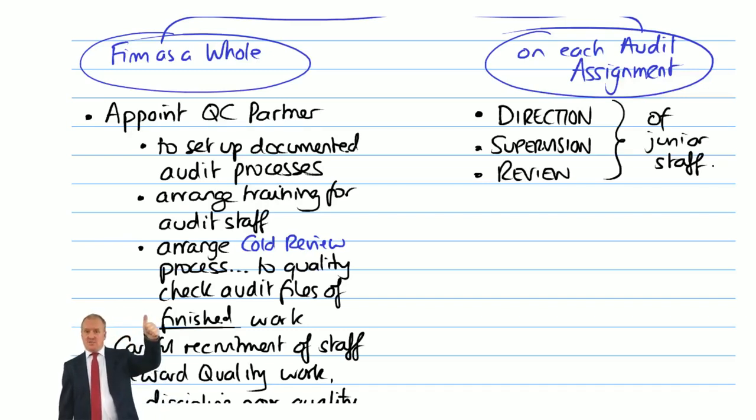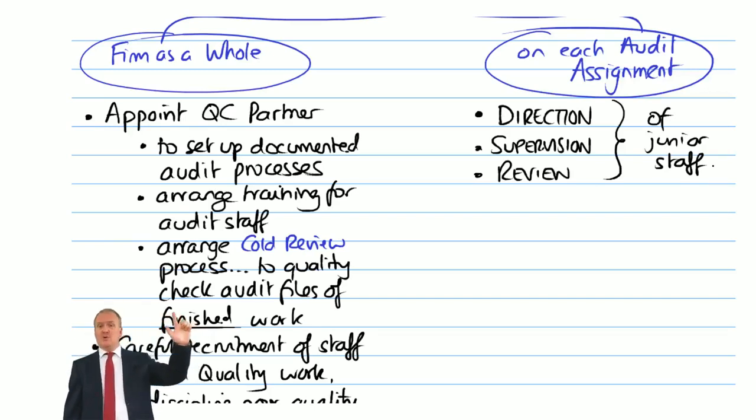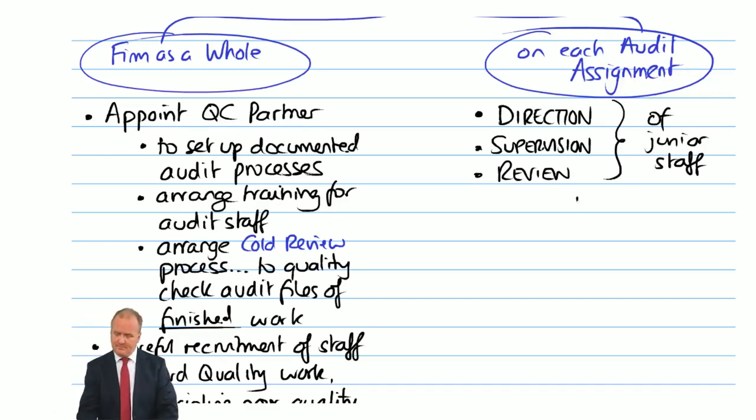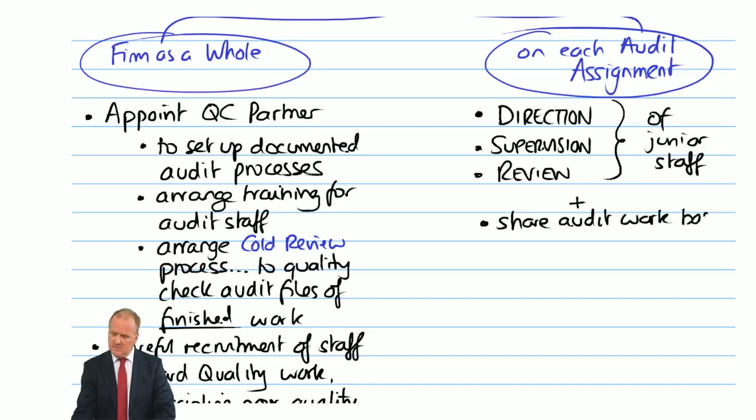Direction is telling them what to do and how to do it. Supervision is monitoring them while they do it to make sure they are doing it right, and if they want to ask any questions, you can help them. And review is checking the work they've done afterwards to make sure they've done what they should have done. But also, when you're sharing the audit work out amongst staff, make sure you are sharing it based on the staff's skills and experience.